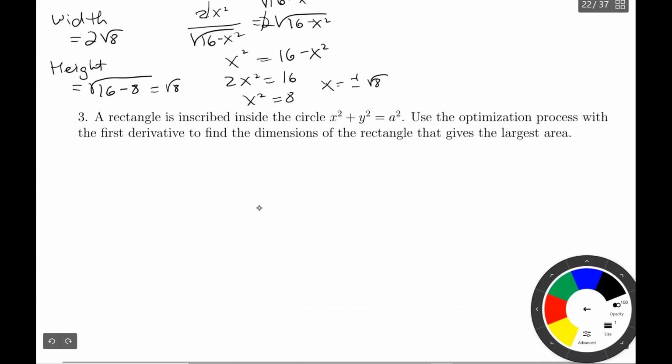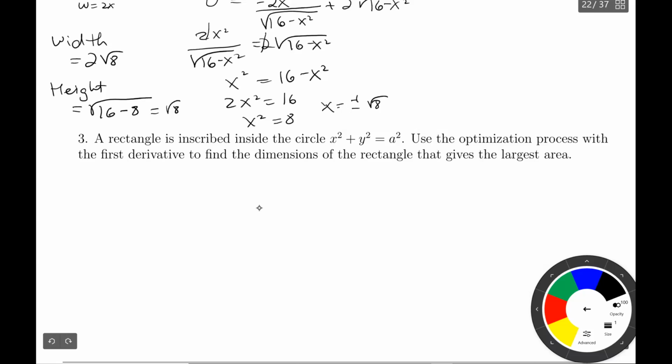So now it's going to be inside of a circle. So I've got a circle of radius a. So here would be a and negative a. And I'm fitting a rectangle inside. So the width is still the same. The width is 2x. The height now is from here to here. So the height is going to be 2y.